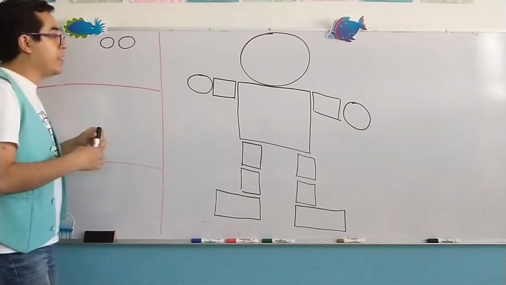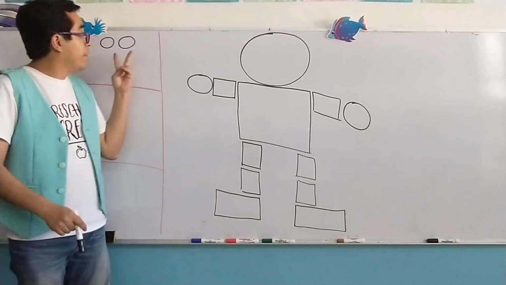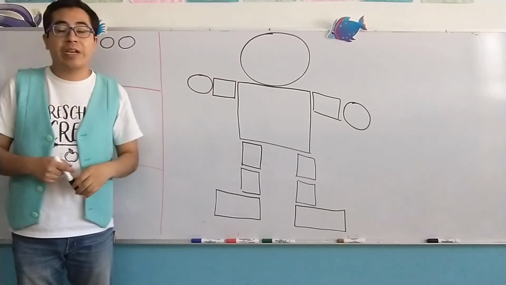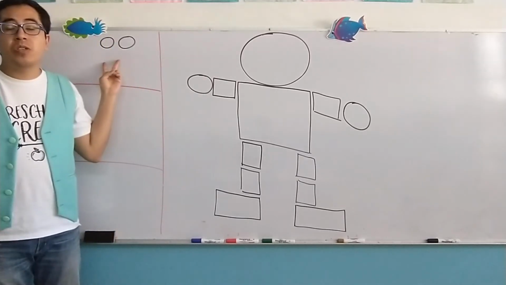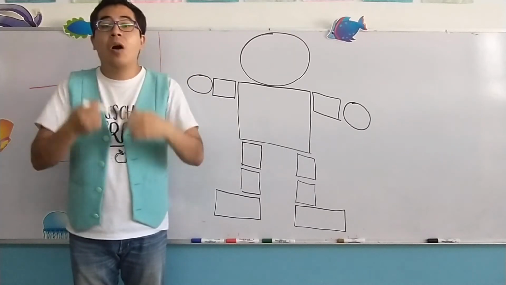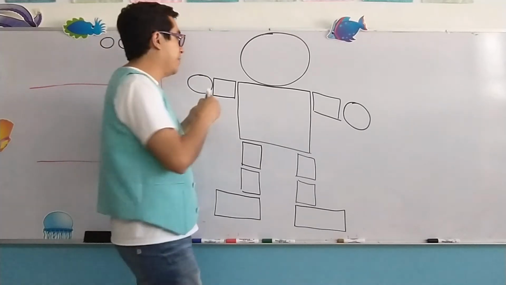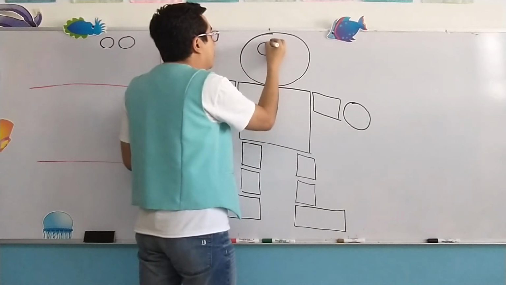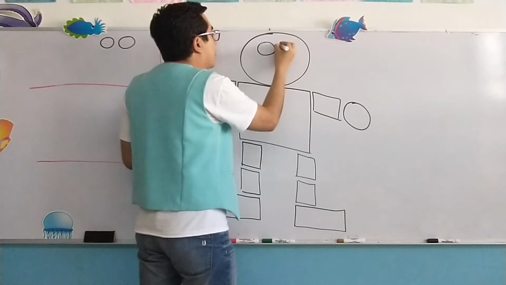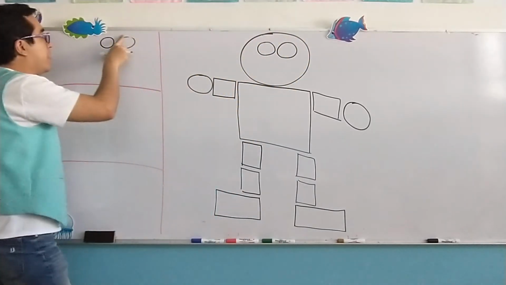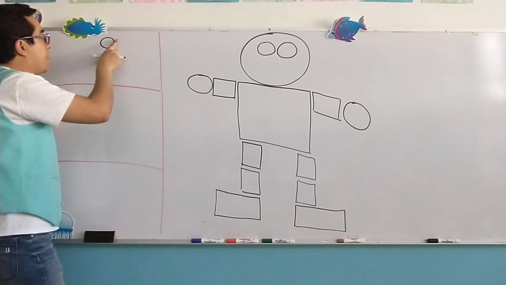Okay, and finally, we have two remain circles. Tenemos dos círculos que quedan. Now, these circles, we are going to use them as the eyes of the person. One circle, two circles. Once again, we erase them from here.